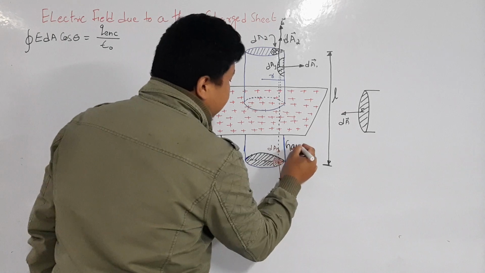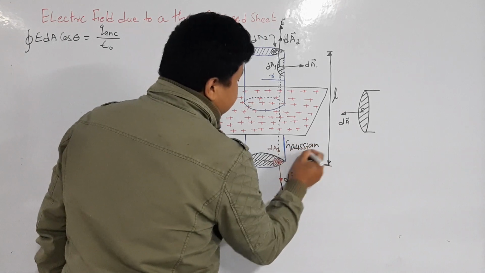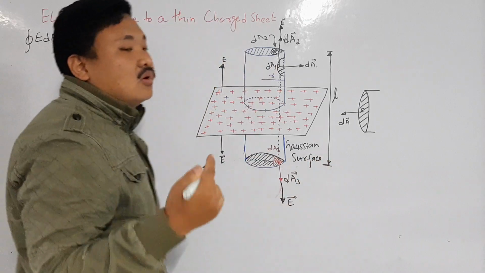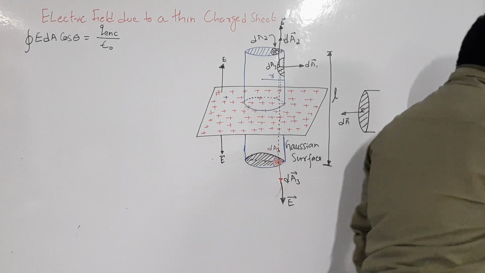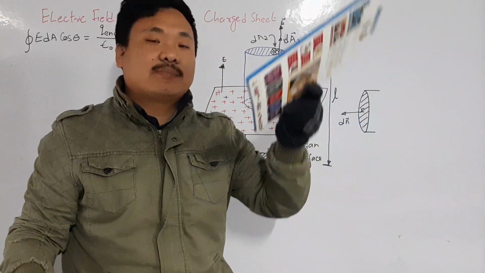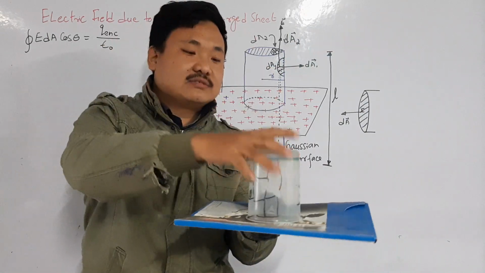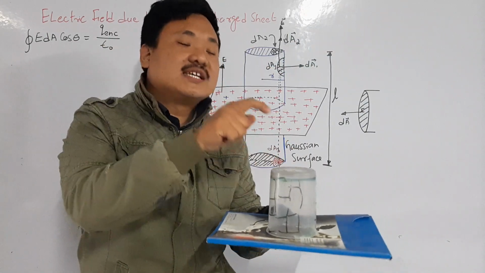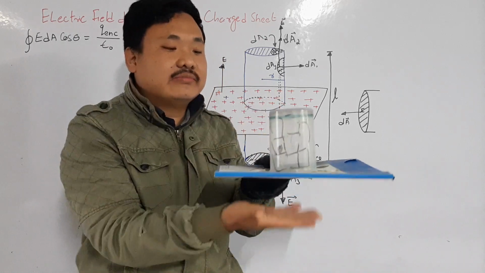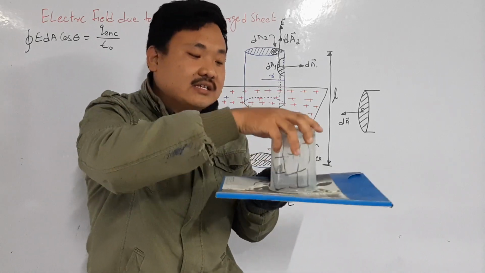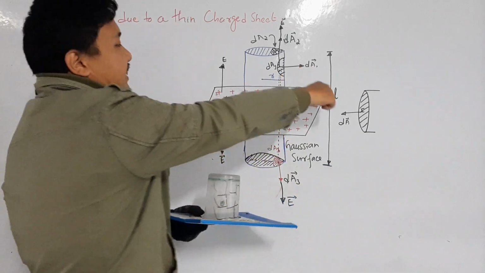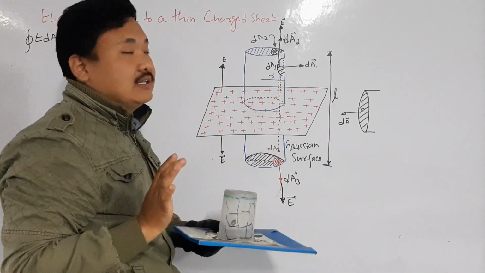The Gaussian surface is a closed cylinder, like this. This is my charged sheet and this is my closed Gaussian surface. It is penetrating through the sheet like this, whose length is L and radius is small r.